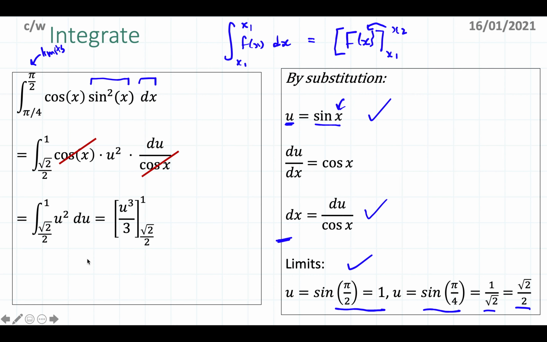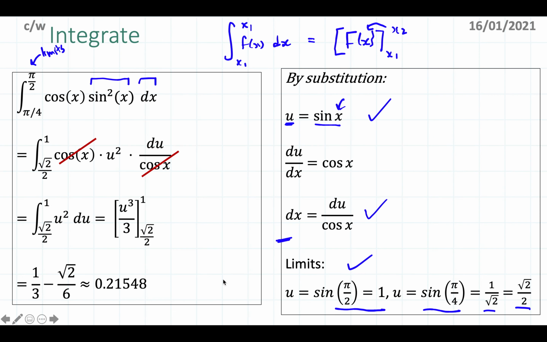So now what I'm left with is the integral of u squared, which is just basically u to the power of 3 over 3 using the power method. And then all you're going to do is substitute your values in there, which are nicer values than the pi over 2, pi over 4. So then you end up with this value.